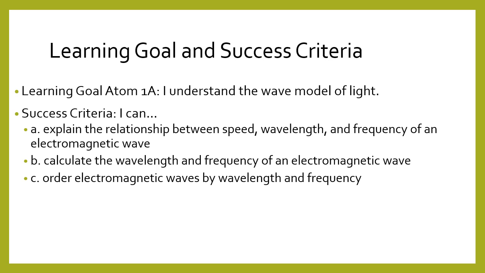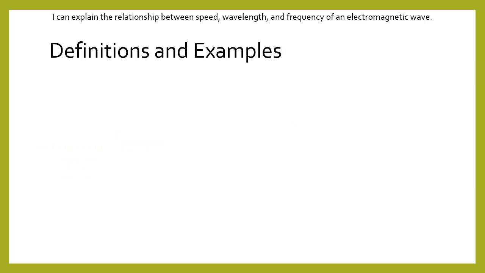Our success criteria for this particular learning goal, and we will look at each of these in this lesson. You can see them here, and we will start with success criterion letter A. I can explain the relationship between speed, wavelength, and frequency of an electromagnetic wave. So we'll start with some definitions and examples of some of these terms that we see here in this learning goal. First of all, that term electromagnetic wave.